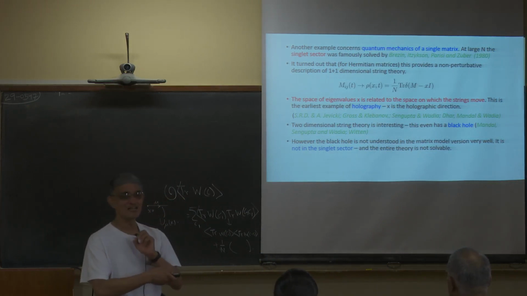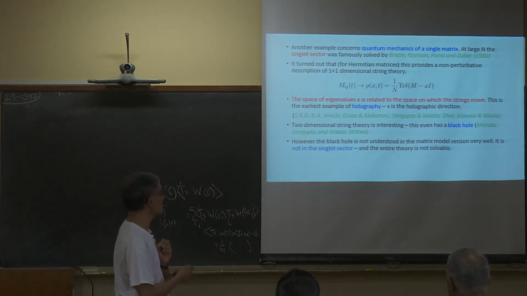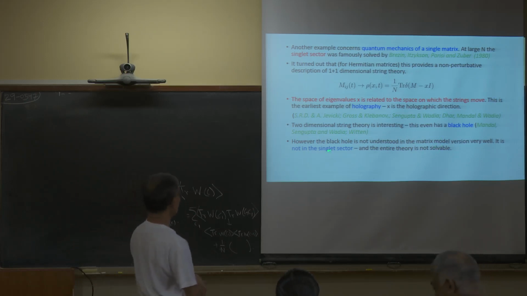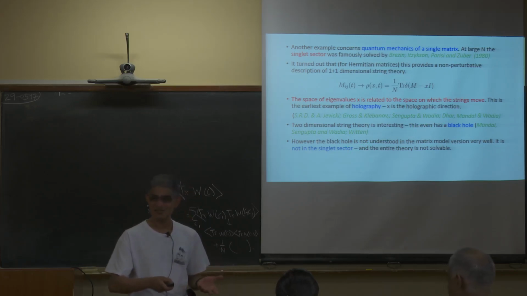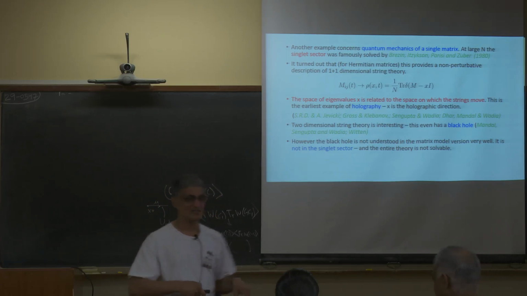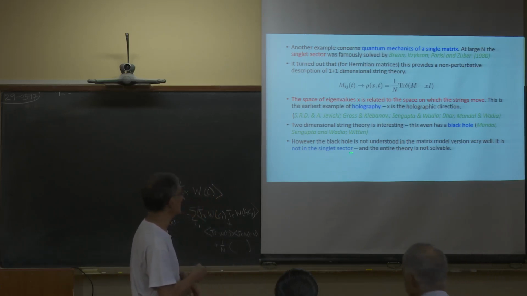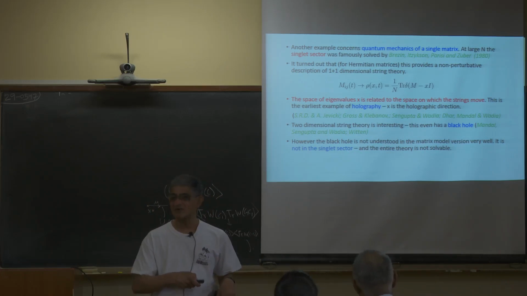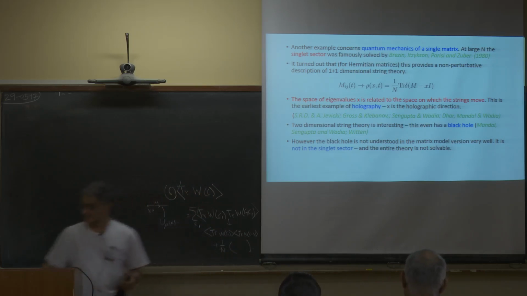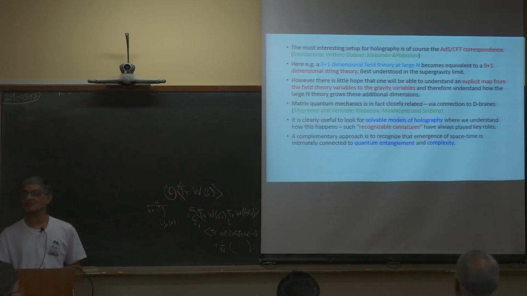It is interesting in the sense that it has a black hole, famously discovered by these people and by Witten. However, one always wanted to understand what that black hole is in the matrix language, and one never really put a finger on it. There is a complicated description which is not in the singlet sector, but once you go out of the singlet sector, the theory is not solvable. So that is not very nice. That is another frustration.